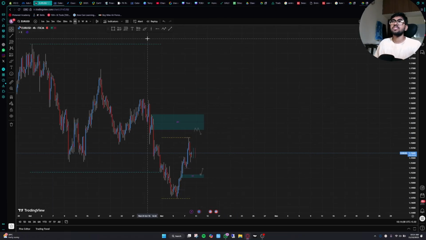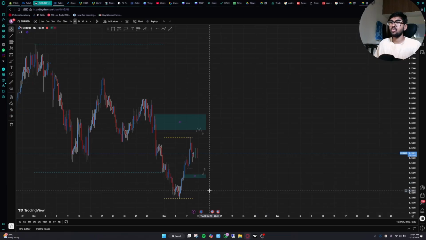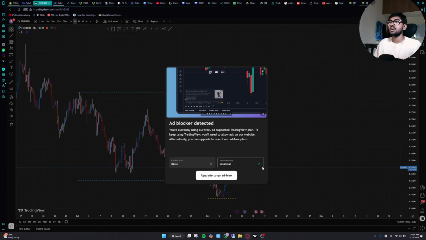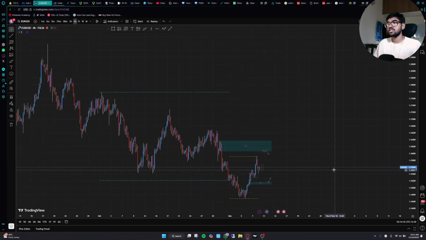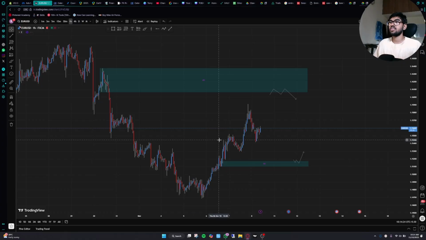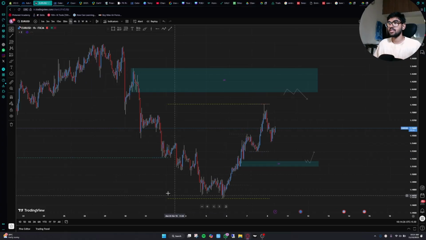And also, if price does not come up to this region, I think we can see a very quick buy setup, because price has made a change of character and also a pretty decent break of structure on your 1 hour. So if you come down into your 1 hour, we can see price has made a change of character and a break of structure on this side.